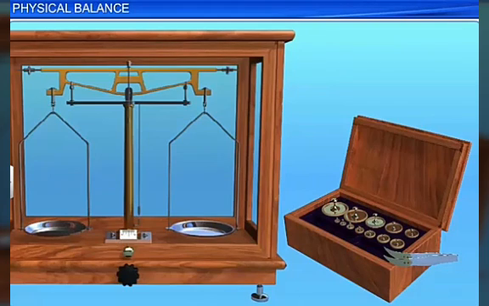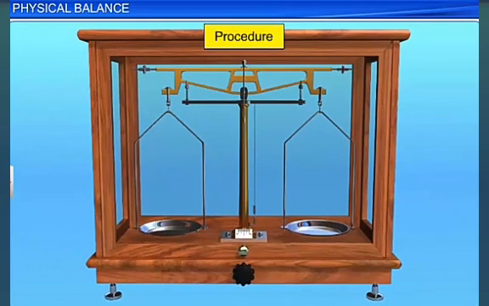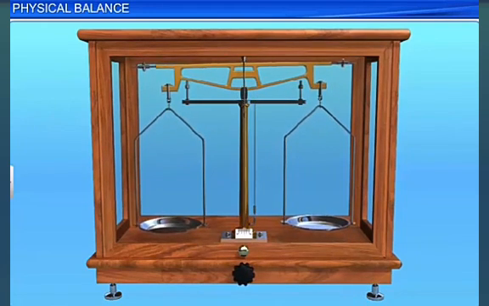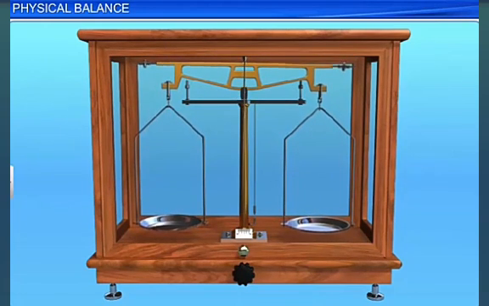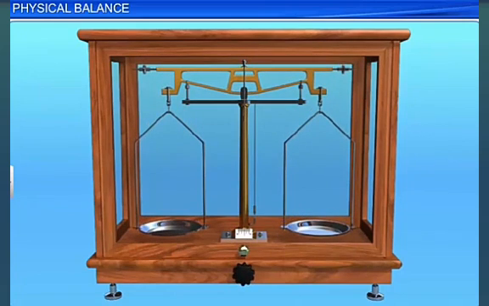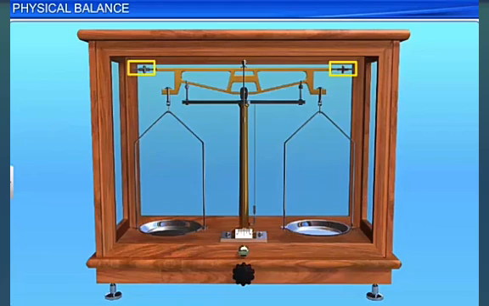Let us now see how to use the balance to measure the mass of an object. Before using the physical balance, the plumb line is made to coincide with the index by adjusting the leveling screws at the base. The beam is then raised gently by using the handle to ensure that the pointer oscillates equally on either side of the central point on the scale. If it does not, then the screw nuts provided on the beam are adjusted to make the pointer oscillate equally about the central point on the scale.